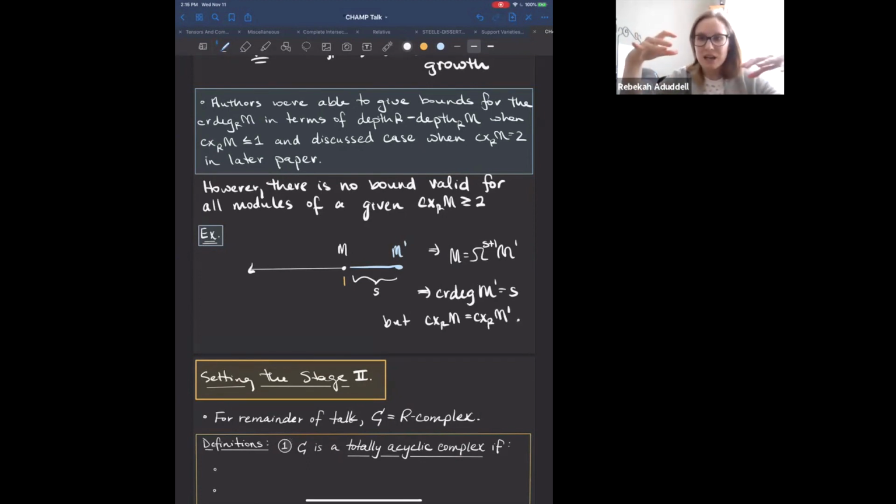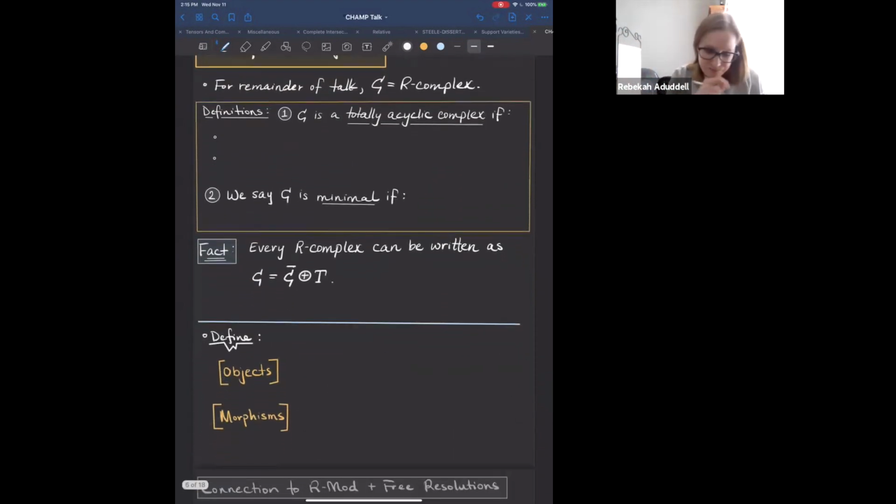This idea gives some motivation as to why we might want to extend this to the category of totally acyclic complexes and look at, as a complex as a whole, can we define this notion of critical degree in that setting? So let's start looking at that setting. For the remainder of this talk, C is going to be an R complex, and specifically a totally acyclic complex. What I mean by this is all the R modules are projective. Since I work in the local case, this means my modules are free in my complex.